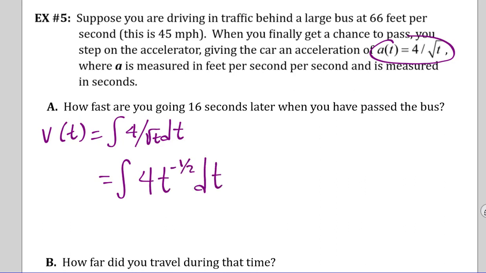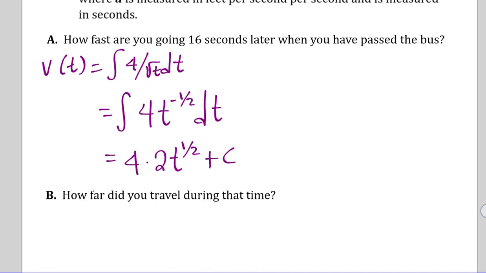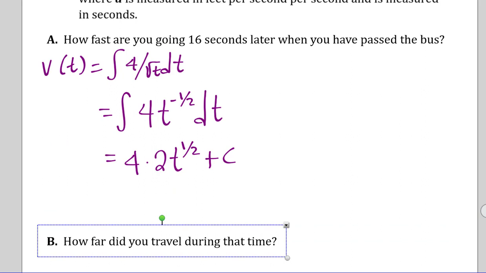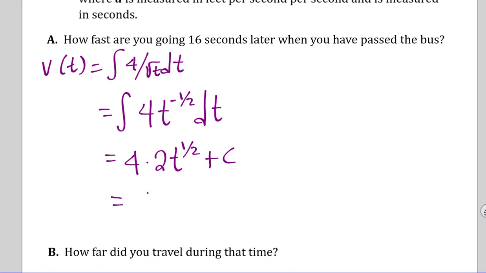What I would do here is add 1/2. So we got 4. This is going to be t to the 1/2. We would divide by 1/2, but that's the same thing as multiplying by 2, right? So plus c. We've not put any limits on here yet, so don't forget about our constant. So what we have is 8 t to the 1/2 plus c.